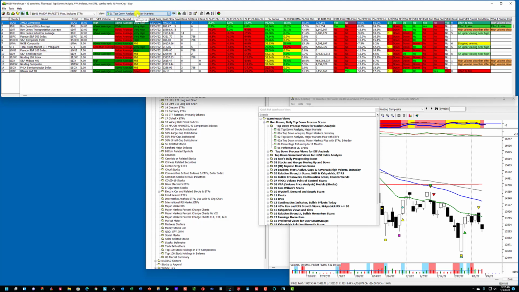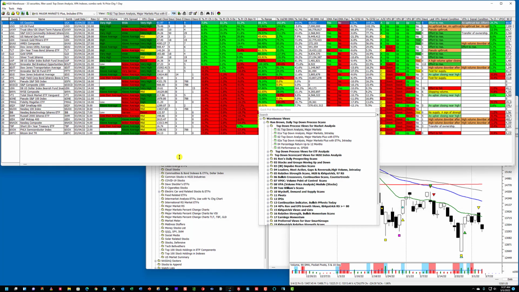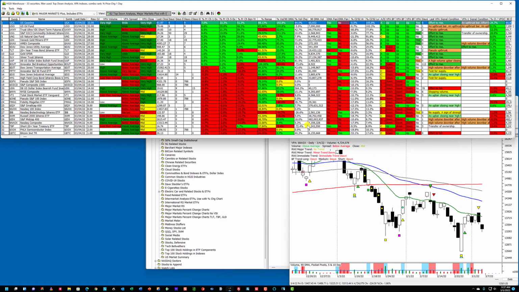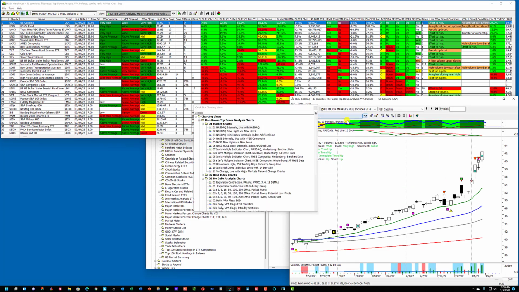Now remember, I'm still in this same group here, but I'm going to go down to number 2, and the reason I'm doing that is because it brings all of these ETFs in with the major market indexes, and sorted on raw combo, which is the percentage price change one day. You can see that gasoline is at the top, and here's a chart of gasoline.